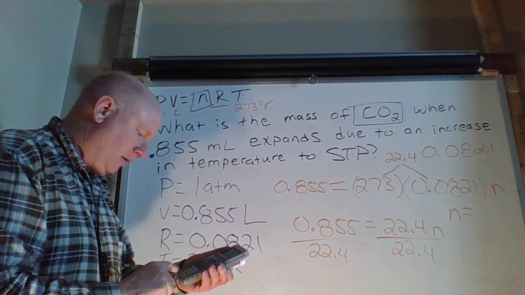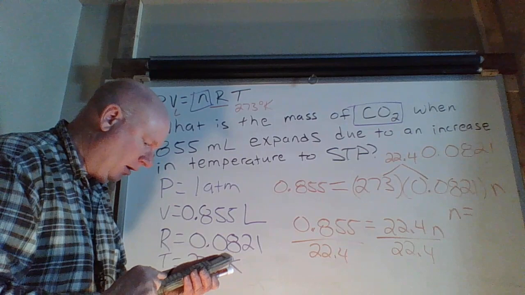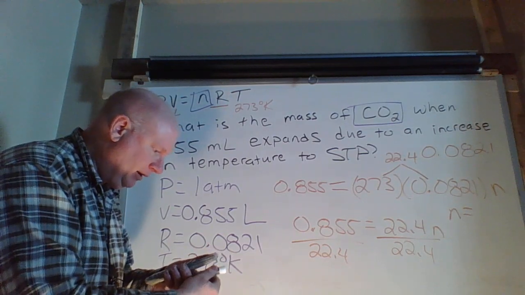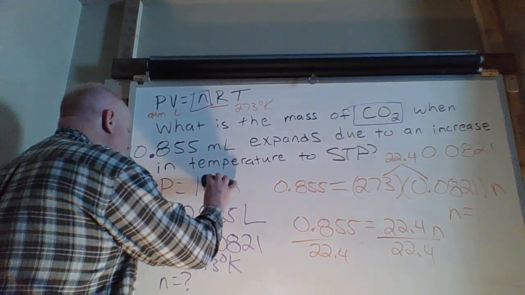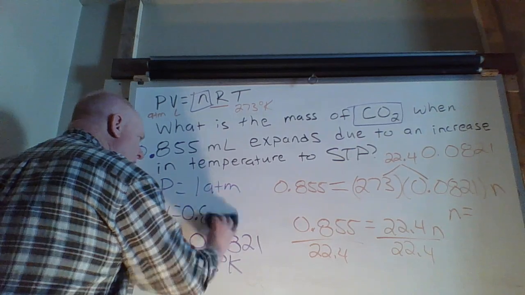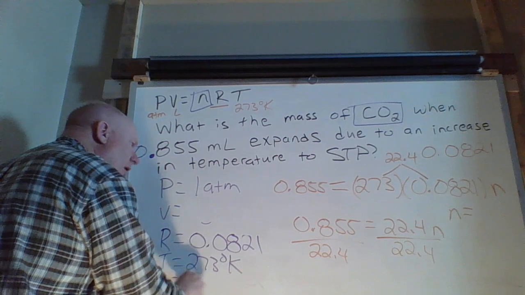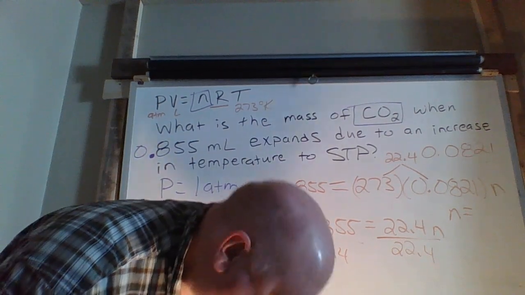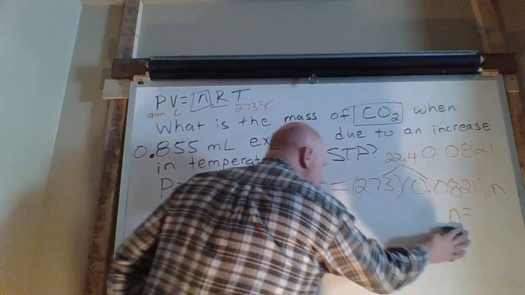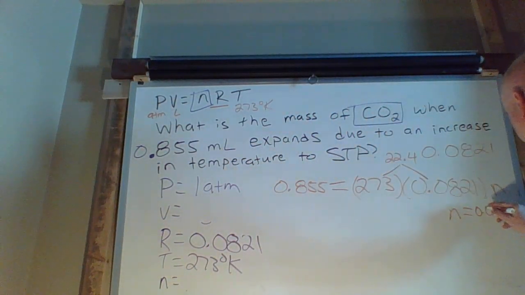All right, so 0.855 divided by 22.4, and that gives us 0.038. So this content, we can get rid of some of this. We'll get rid of the volume. And we know that's going to be the same, and maybe we'll have this in another problem. So that gives us 0.038. Now remember, that's in moles.